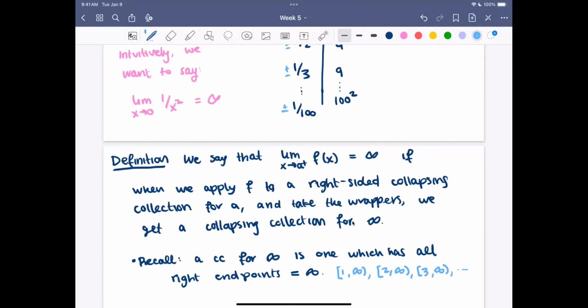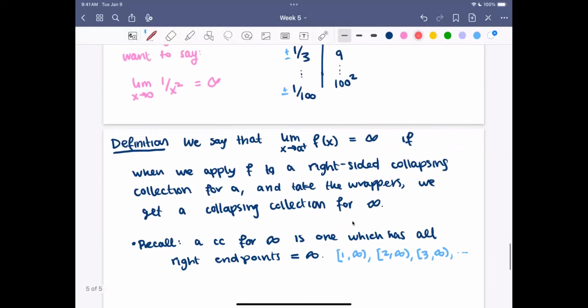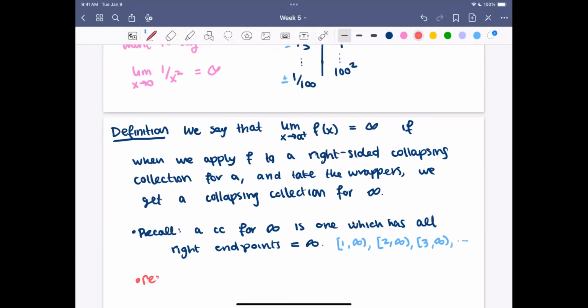And then the second thing, of course, is that we'll also have the same definition for the limit as x approaches a from the left. Again, in red, we have the limit as x approaches a from the left of f of x equals infinity, if we just swap out this right-sided collapsing collection with a left-sided one.